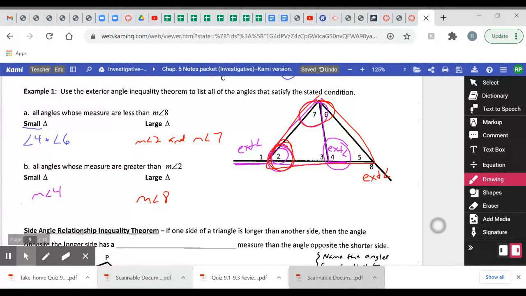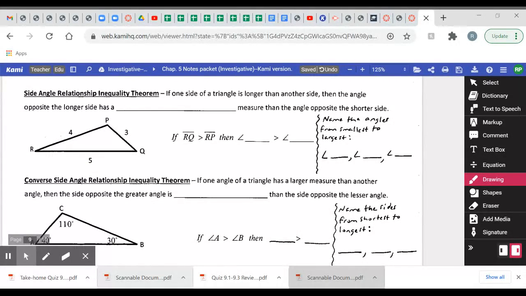Okay. So now down here is the side angle relationship inequality theorem. It says if one side of a triangle is longer than another side, then the angle opposite the longer side has a larger measure than the angle opposite the shorter side.